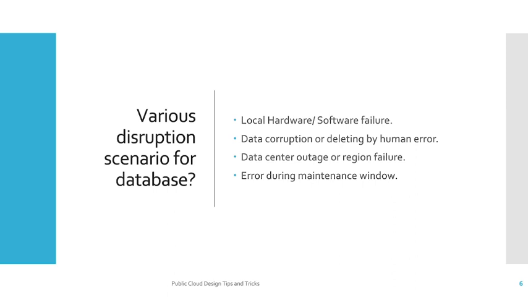The third one is data center outage or region failure. That means due to a flood or earthquake, due to some natural calamity, your data center or the region is totally out of control. In that case, how can we get your application back?